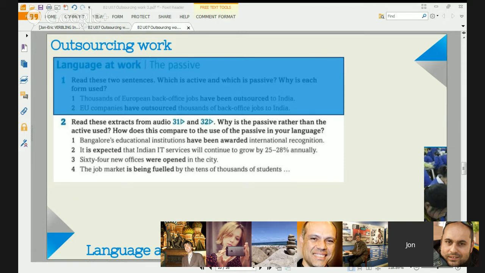All right? So, Shell, let's go with you for number one. Read it and tell me, why is the passive used? What is the effect? Bangalore's educational institutions have been awarded international recognition. Okay, it's passive because I think it's because it's not specific. The institutions being rewarded are not specific.